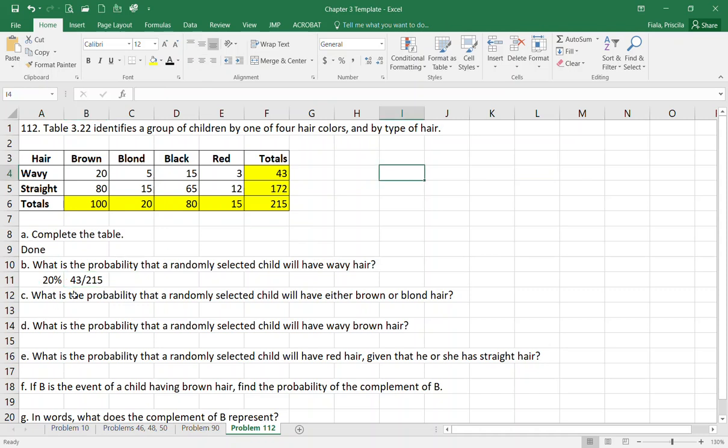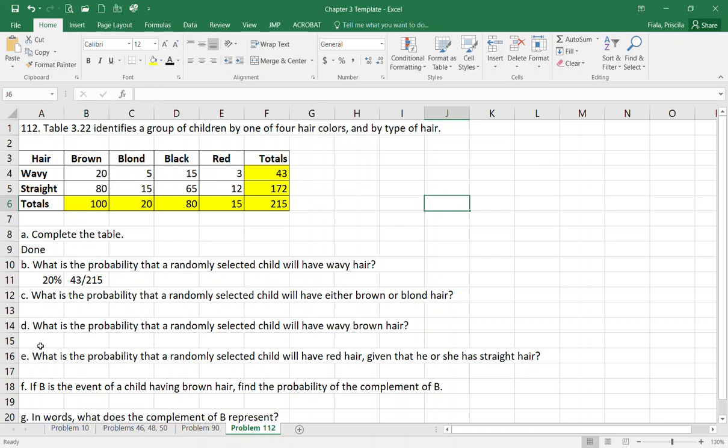Okay, so on the second one, what is the probability that a randomly selected child, again, a randomly selected child could be any child out of the total, will have either brown or blonde hair? Well, again, look how it's telling you brown or blonde, not defining whether it's wavy or straight. So brown and blonde, and randomly selected. So what would you do? You have to sum both columns, divide by the total, correct?